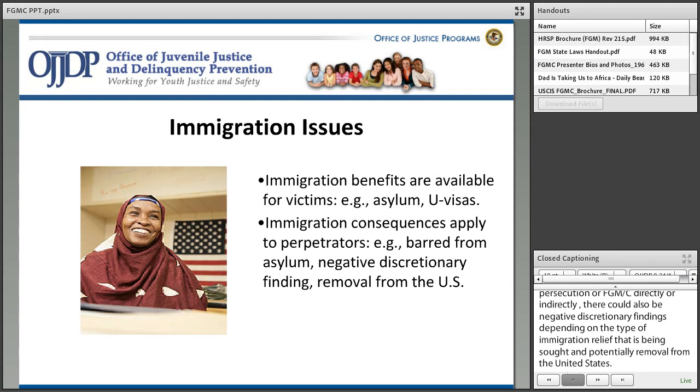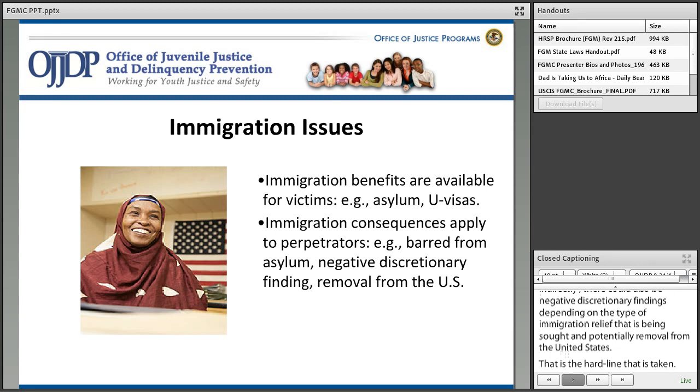So that's kind of the hard line that's taken: there's benefits for victims, and the United States really tries to be a haven for people who have been subjected to this, but at the same time take a hard stance at enforcing that the people here are not involved in it, and that it doesn't become, as we've seen, kind of the cyclical nature, which is often involved in child abuse, but especially in FGM, as you've heard.